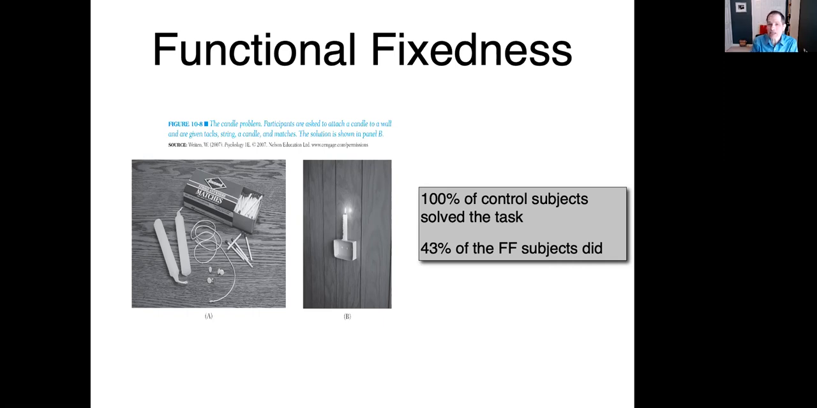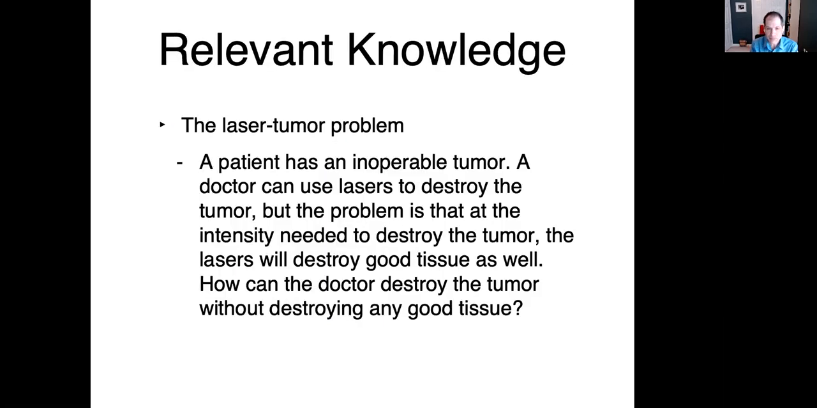But if you realize that the analogy is that you need to use an object in a way that it's not traditionally used, for some kind of novel use, then you might be able to start looking at the objects in alternative ways. And my guess is that you would solve these problems more readily. That's something that was examined in some research by Gick and Holyoak, where they looked at the role of relevant knowledge and analogy.